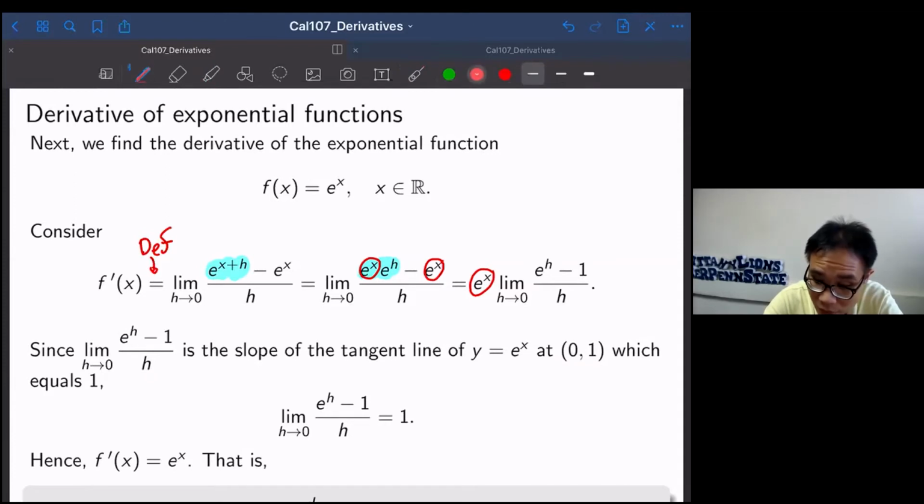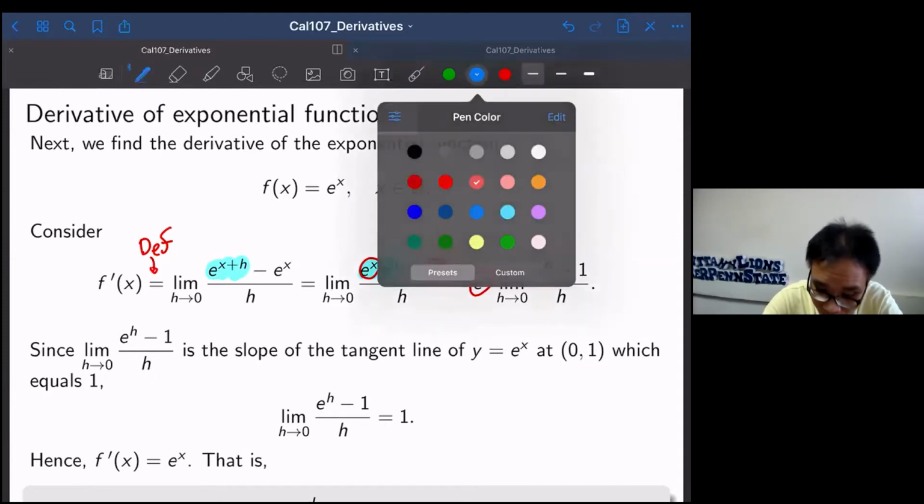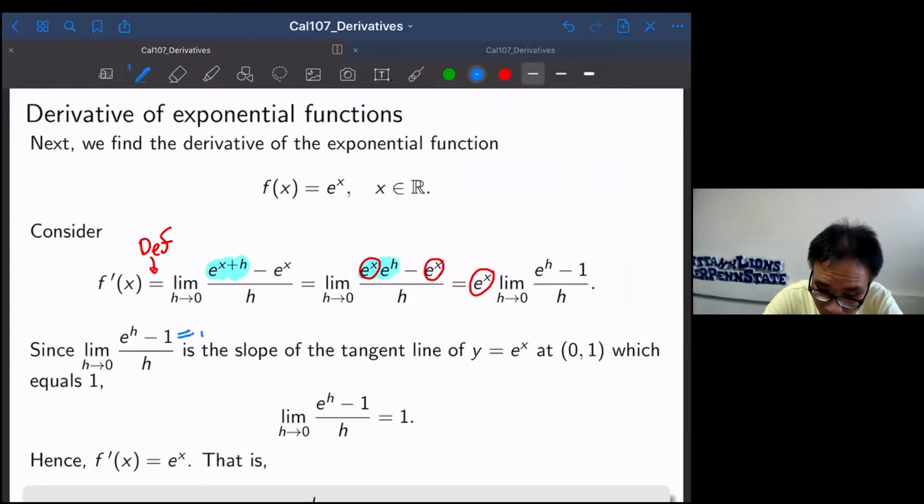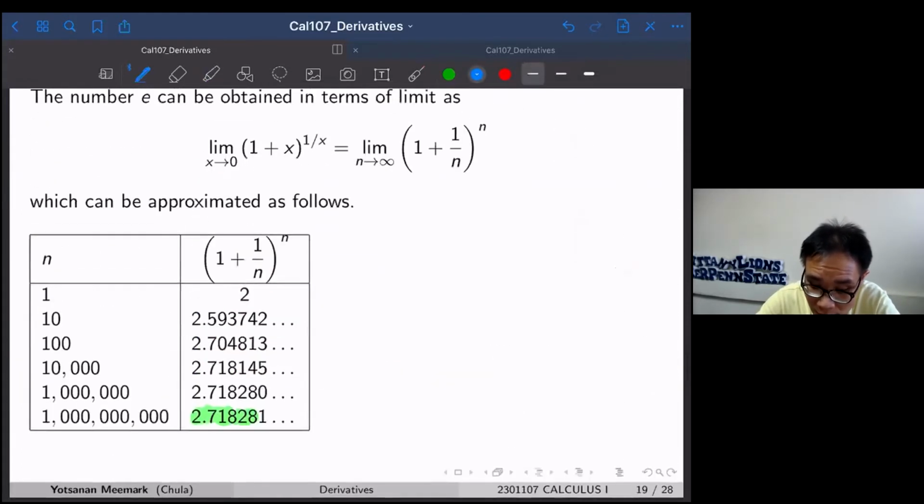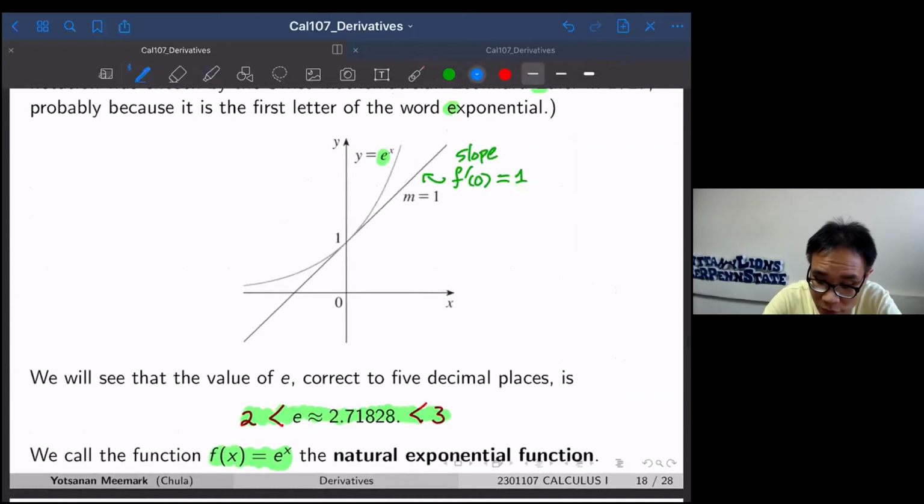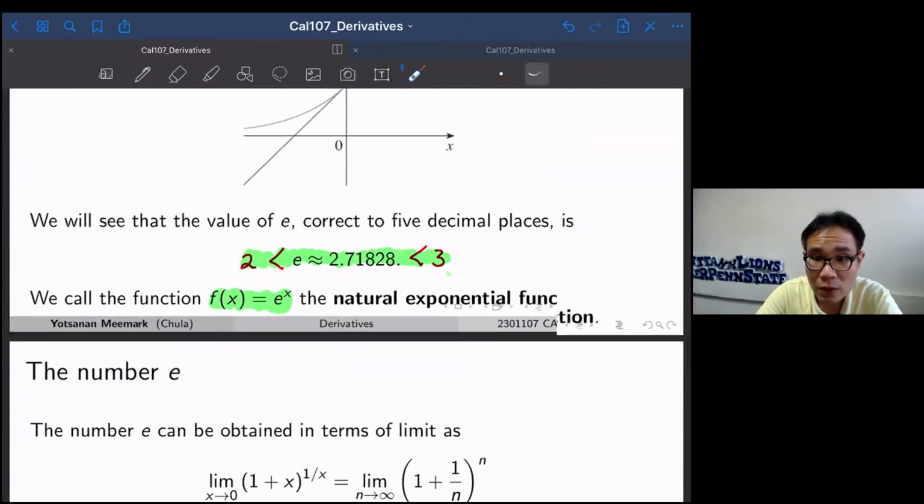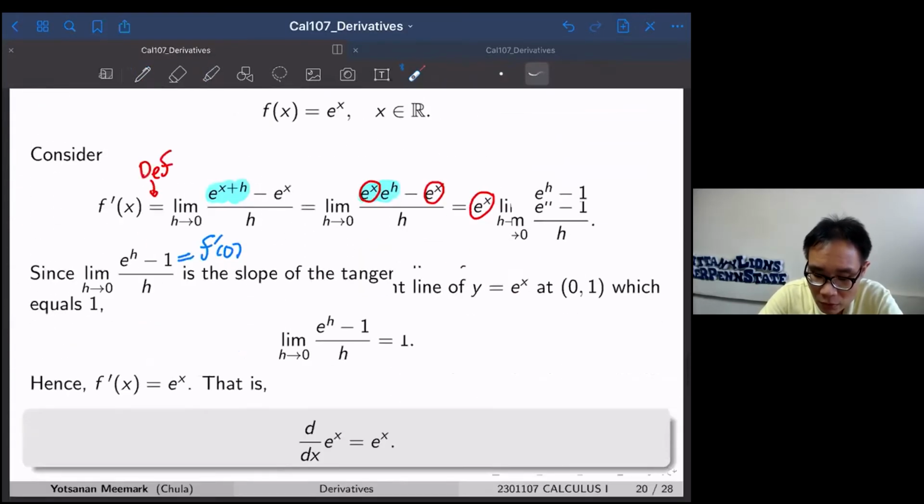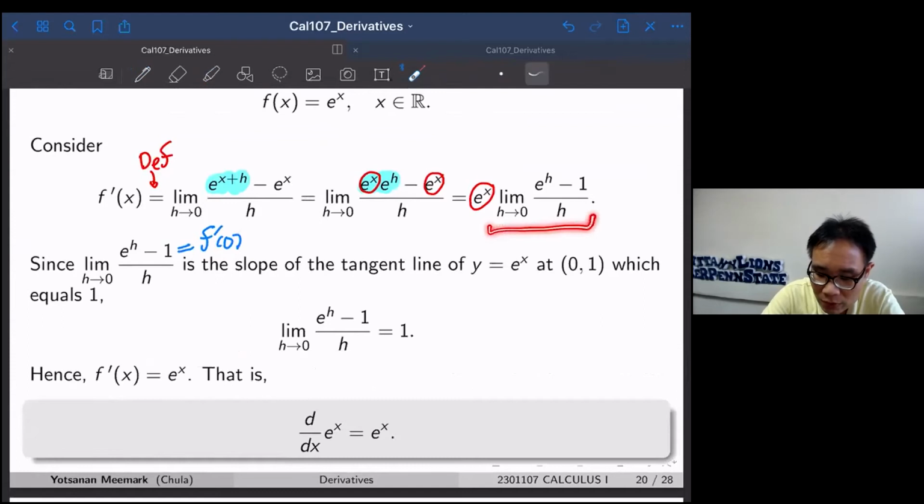This guy is equal to f prime 0. And what is f prime 0 when the base is equal to e? We learn here that f prime 0 when the base equals e is equal to 1. This is the reason why we are looking for this slope. So this number turned out to be equal to 1.